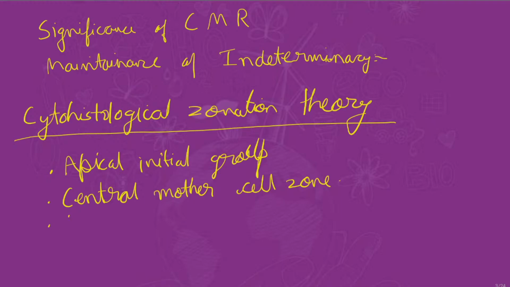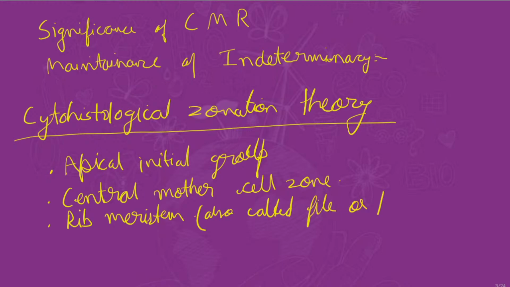And third is the rib meristem. It consists of centrally located cells derived from the central mother cells and gives rise to pith. The cells are vacuolated and divide transversely to form vertical files. This zone is also called file or pith meristem.